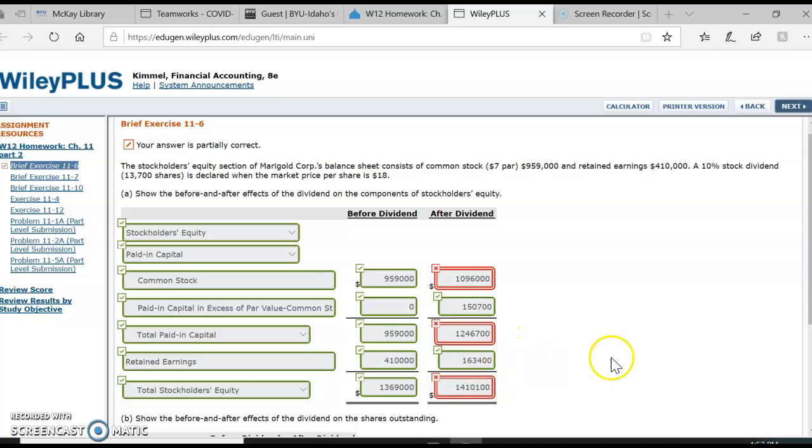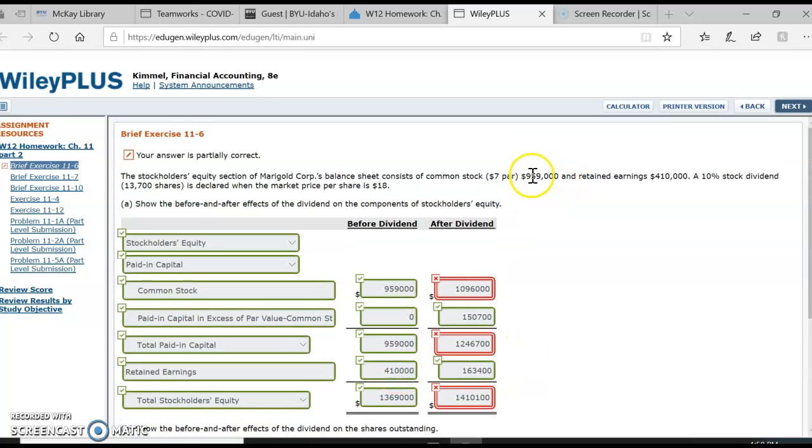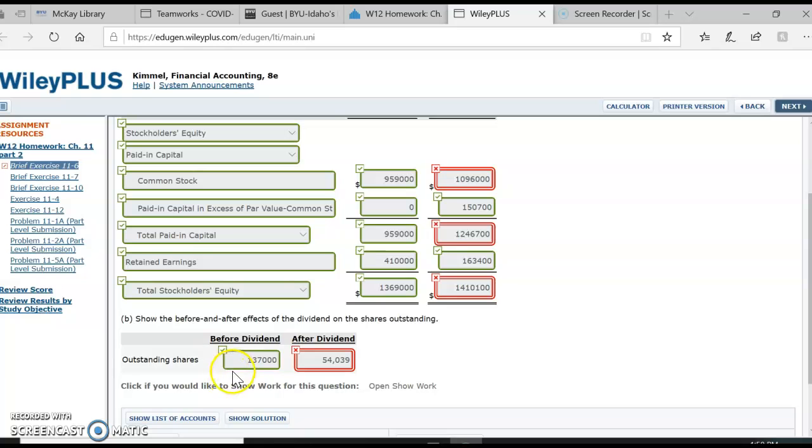So if we use this number minus the retained earnings, that will give us a total paid-in capital, which should be $1,205,600. And then again, if that number minus the paid-in capital in excess of par value common stock for after dividends, that will give us this number, which is $1,054,900. And then for the outstanding shares, I just divide this number by the $7 par value, and that will give us outstanding shares before dividends of 137,000.